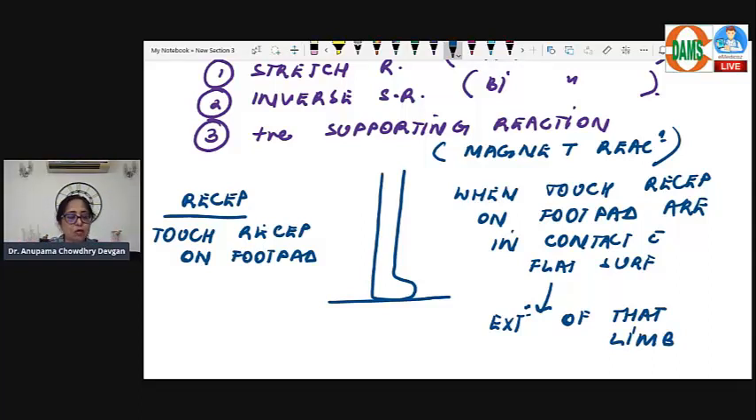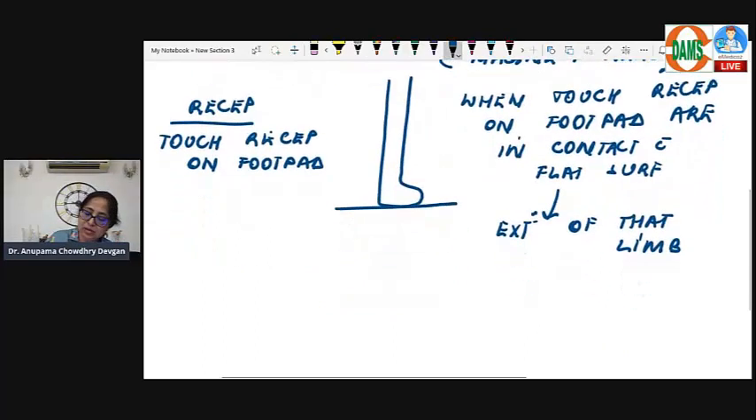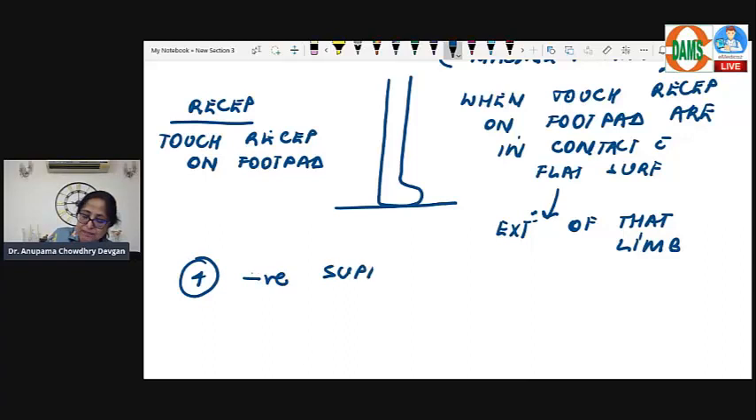What are the receptors for the positive supporting reaction? As soon as the footpad comes in contact with the flat surface, there is an extension of that limb. That is known as the positive supporting reaction. And the fourth spinal reflex is the negative supporting reaction.